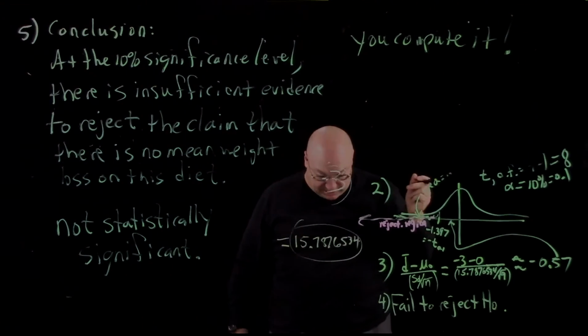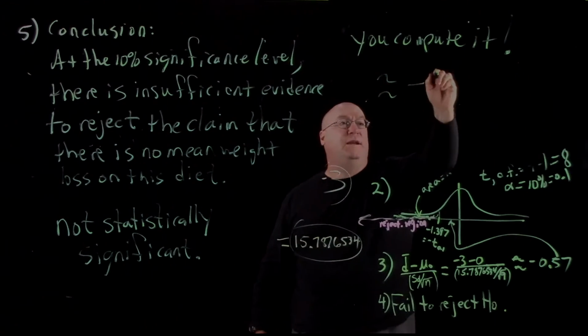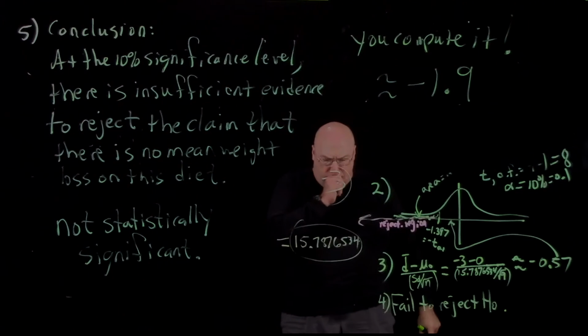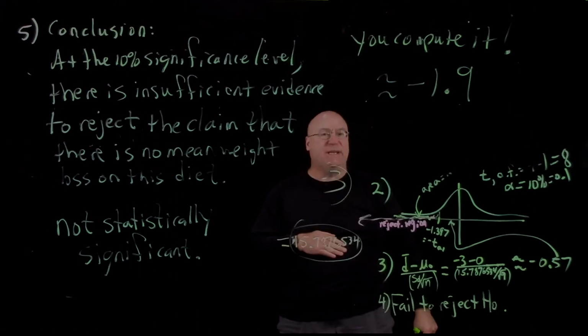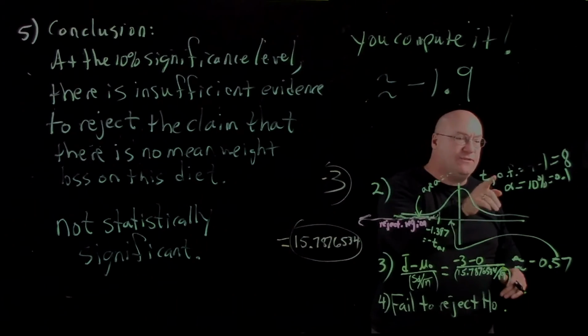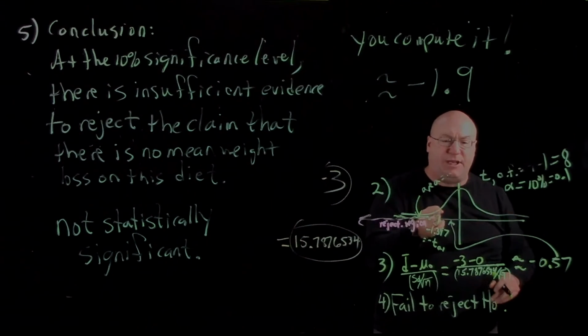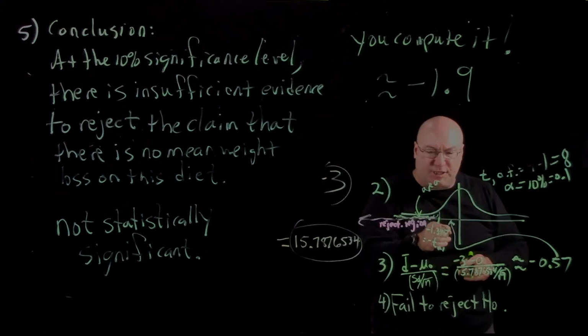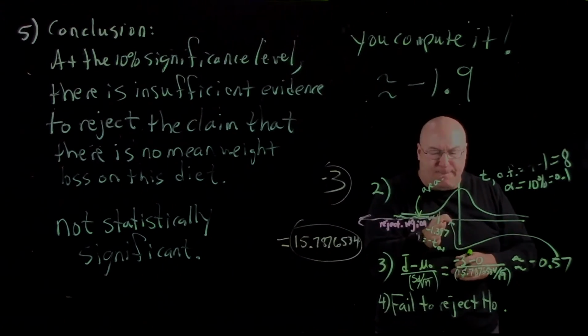It's going to turn out to be about -1.9, all right? Now, I need a new table here. I need a new graph here because this is for degrees of freedom equal to 8. I would now need degrees of freedom equal to 99, and that shifts things a little. It's going to shift the t-score a little bit, all right?